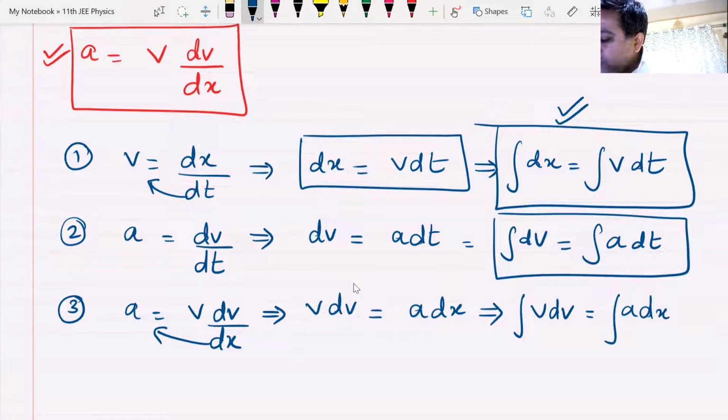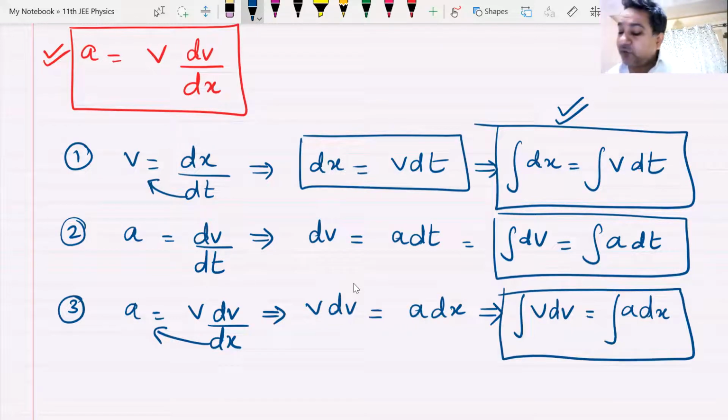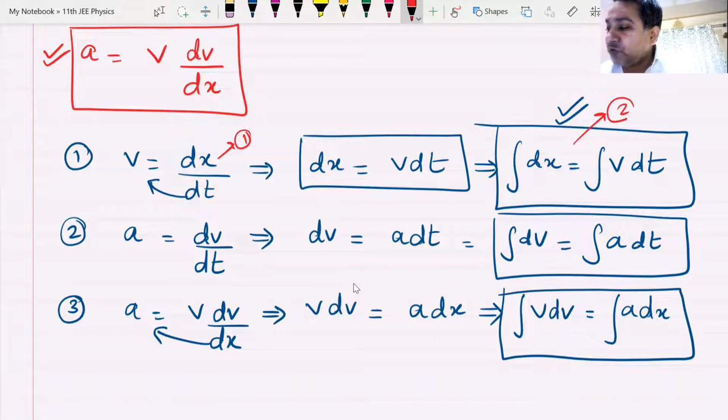Am I clear with all the three forms? It becomes six forms. This is form number 1. The reverse of this is form number 2. This is form number 3. The reverse of this is form number 4. This is form number 5. The reverse of this is form number 6.